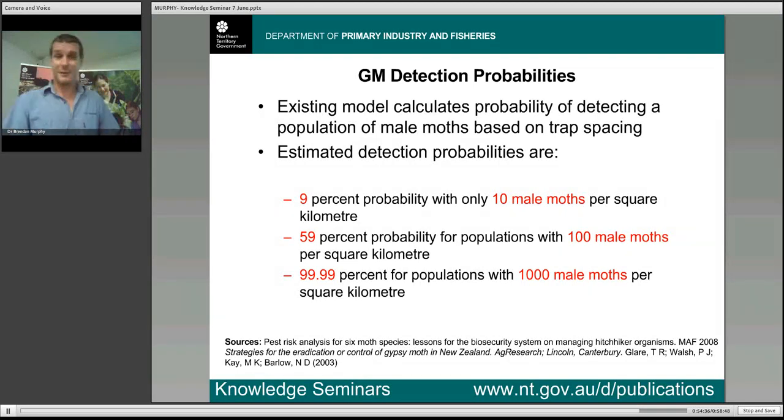But what realistically we're looking at is around about 60% probability for detecting a population of 100 male moths. And 60% doesn't sound very good, but I think it actually is. 100 male moths, that's probably the first generation of males coming out of one gypsy moth egg mass.